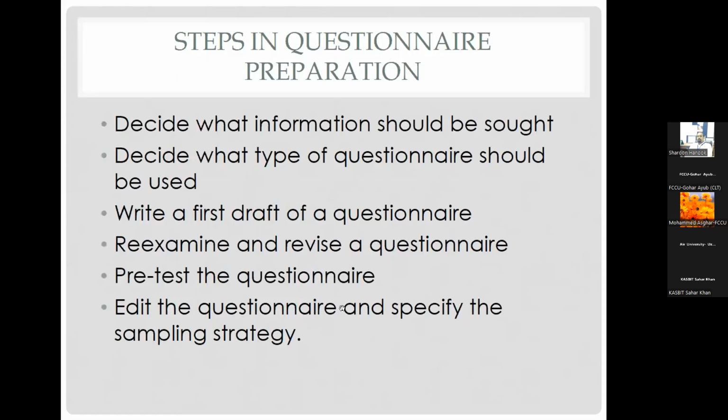For a questionnaire, there are a few things that you need to talk about. The first thing is what information should be sought, and deciding what type of questionnaire should be used. Do you need an e-questionnaire, or do you need a paper-pen questionnaire? On what platform do you want to develop your questionnaire? How do you draft a questionnaire and all those things? The very first step is to write a first draft of the questionnaire. People always draft a questionnaire and think that's the final. No, that's not the best idea. Always have a first draft of the questionnaire, then re-examine and revise it.